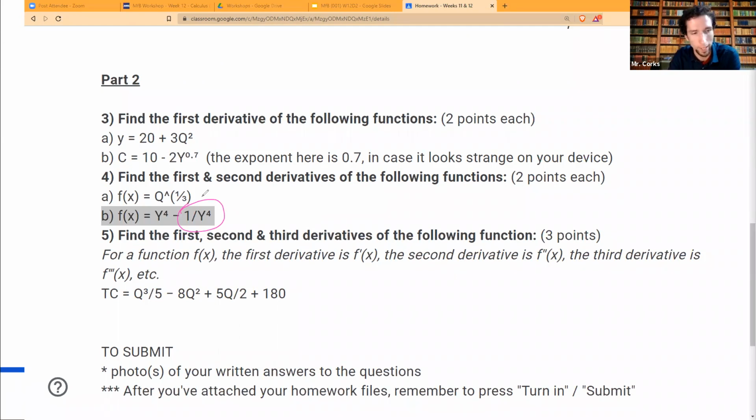You should be able to answer that with order of operations. Order of operations. Which thing comes first, dividing or exponents? Exponents. Okay, so answer your own question. Is it one over y to the exponent 4, or is it 1 over y all to the exponent 4? I think the first one. It's the first one. 1 over y to the exponent 4. So order of operations, that comes first.